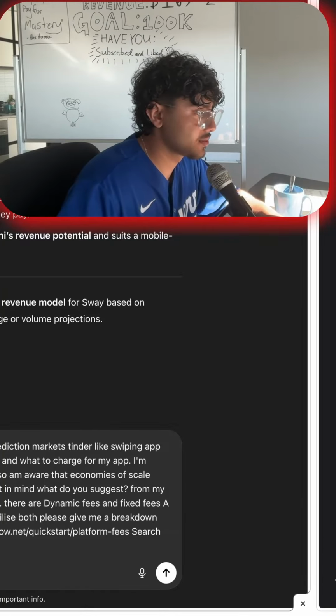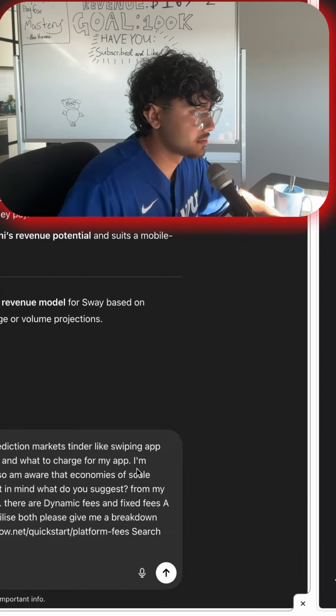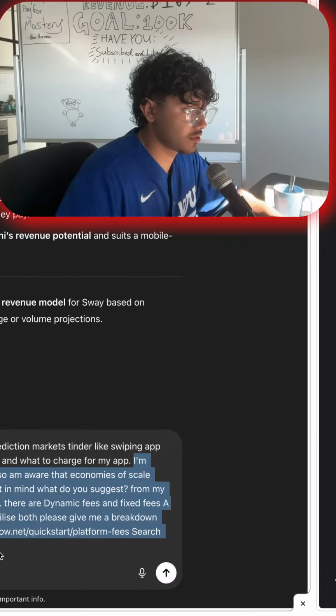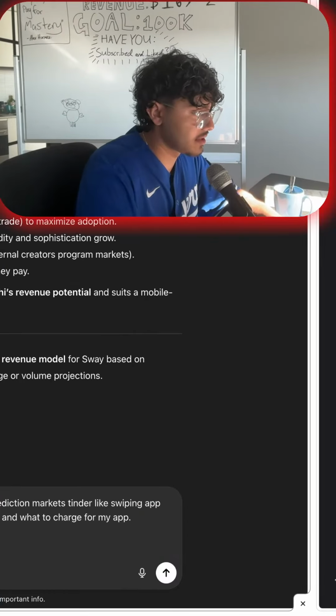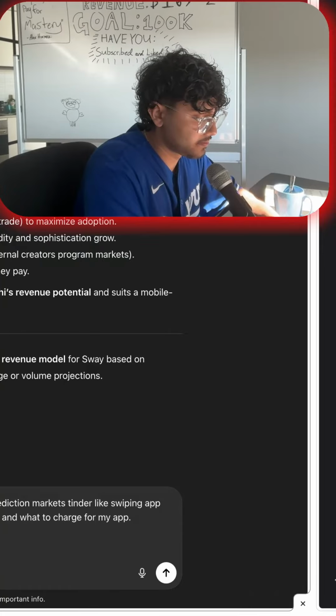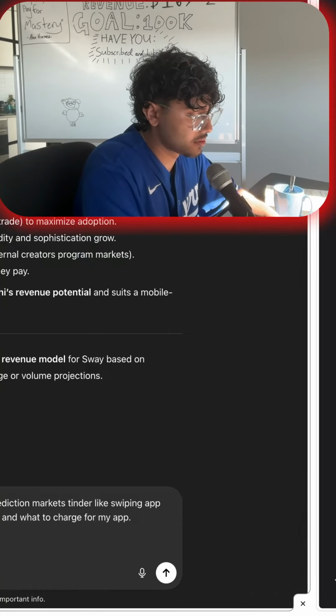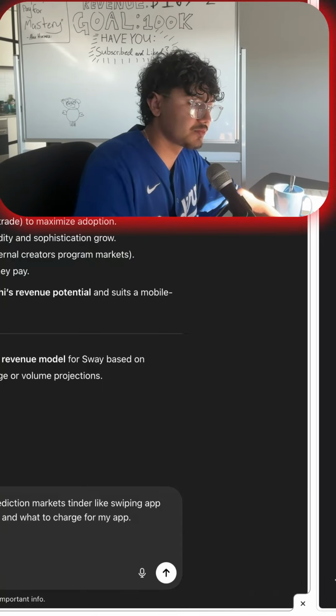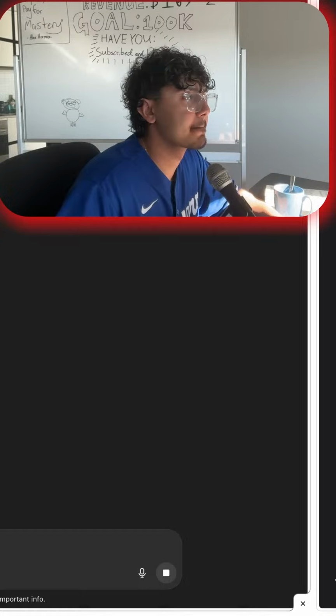Create a feature from Sway, the prediction market Tinder-like swiping app. Okay. All right, I might even just keep it at that. Please provide suggestions on what I should do. I'll keep it more open-ended.